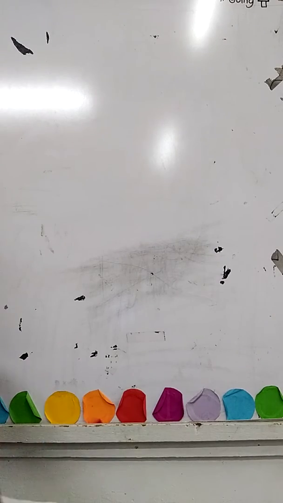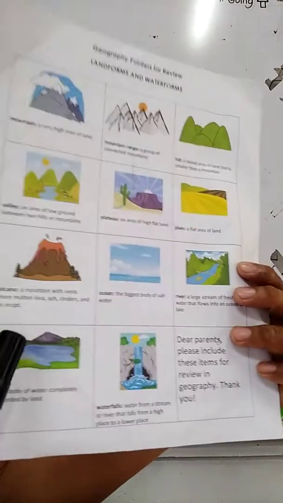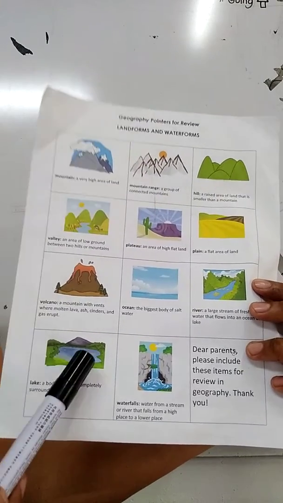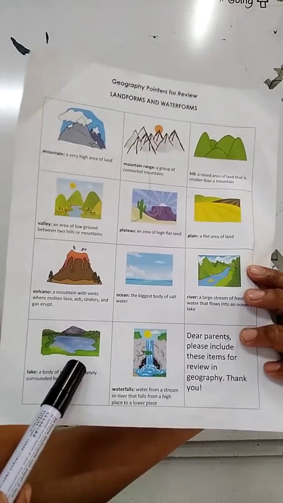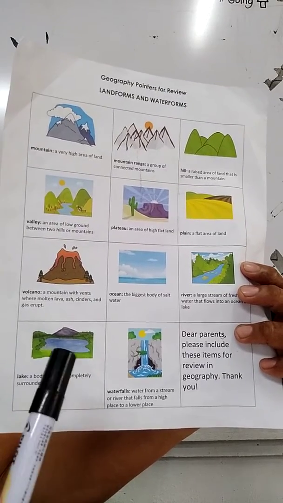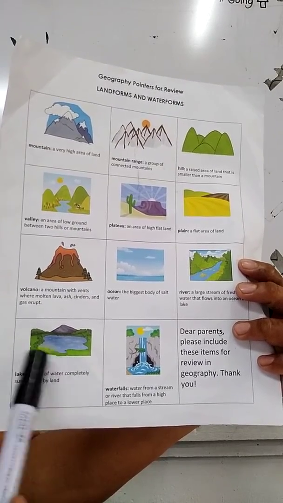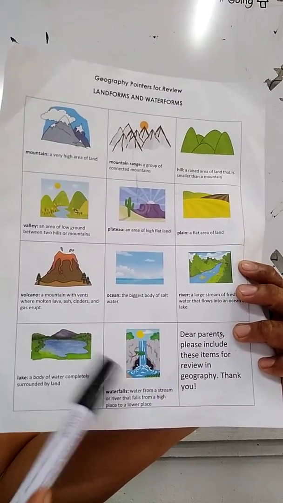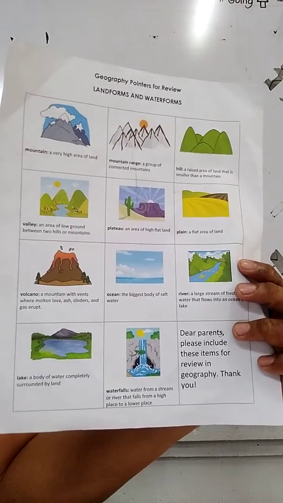Next, let's go to the lake. A lake is a body of water completely surrounded by land. It means there is no way for this lake to move to another place. It is just staying right where it is. It's surrounded by land. Say lake.